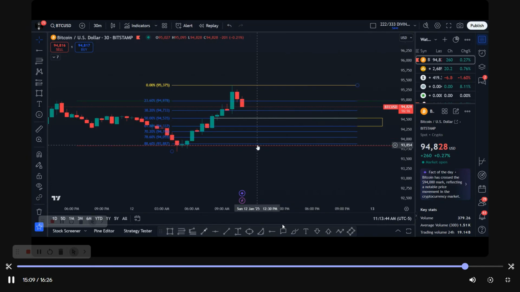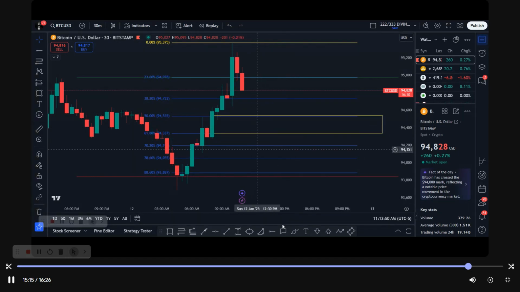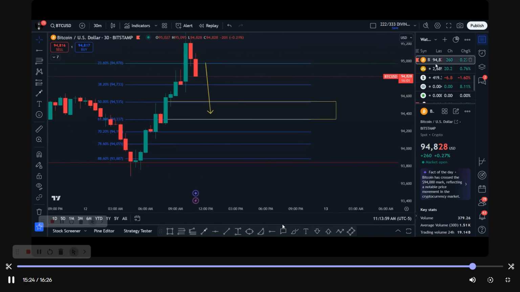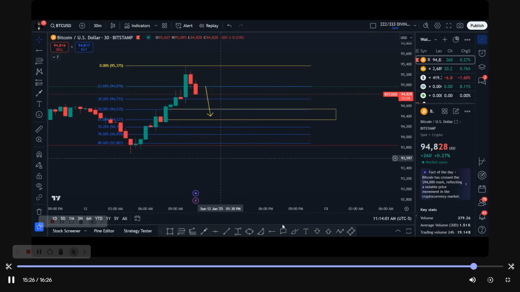This is my target. And you know what I may do? I may just go ahead and pause this video and end it with this, so we can see if it comes down here. It may and may not. So this is what we're looking for. We're looking for price to come into this area, and this will be a success. And I think this would be a great way to end this particular series.